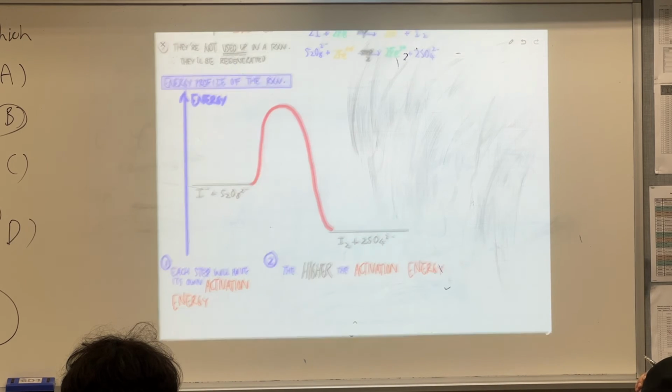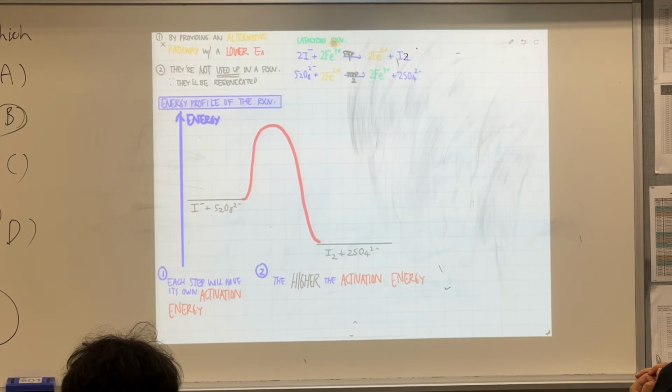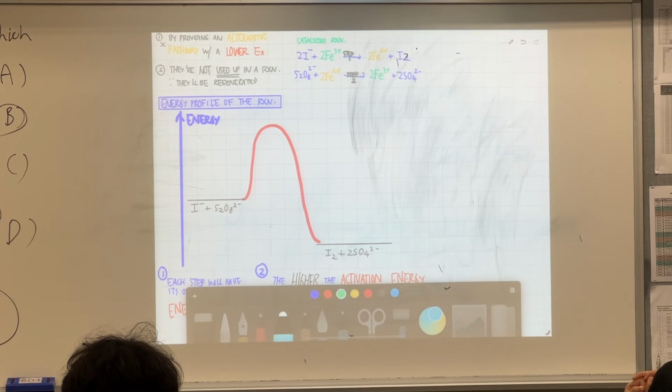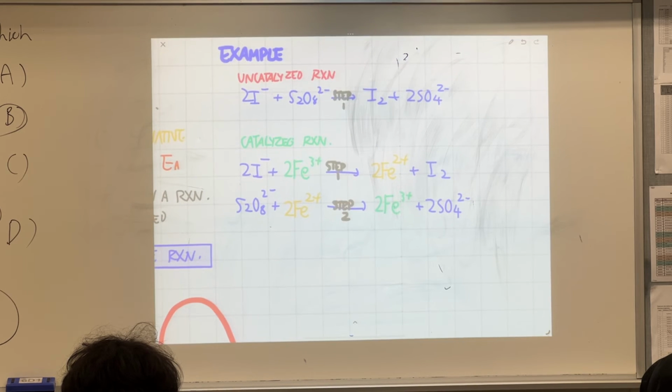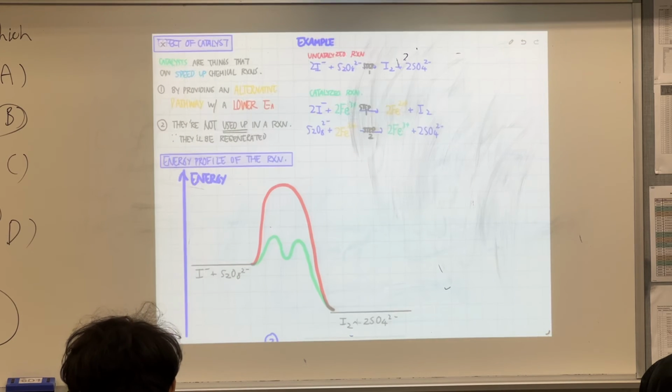Which is why now I'm going to draw you the catalyzed reaction. So can you draw another path here for the catalyzed reaction? It looks like a camel's hump. Why are there two mountains now? Because in the catalyzed reaction, how many steps are there? Two steps. Remember, one step, one hump. If you see just one big hump here, one step. If you see two small humps, two steps.